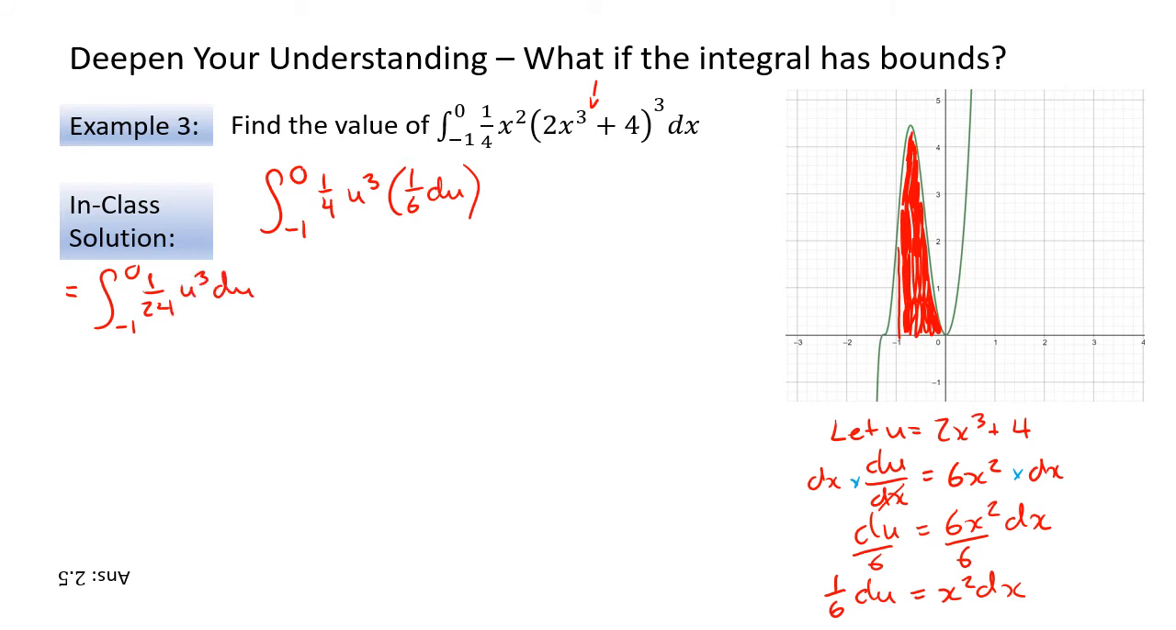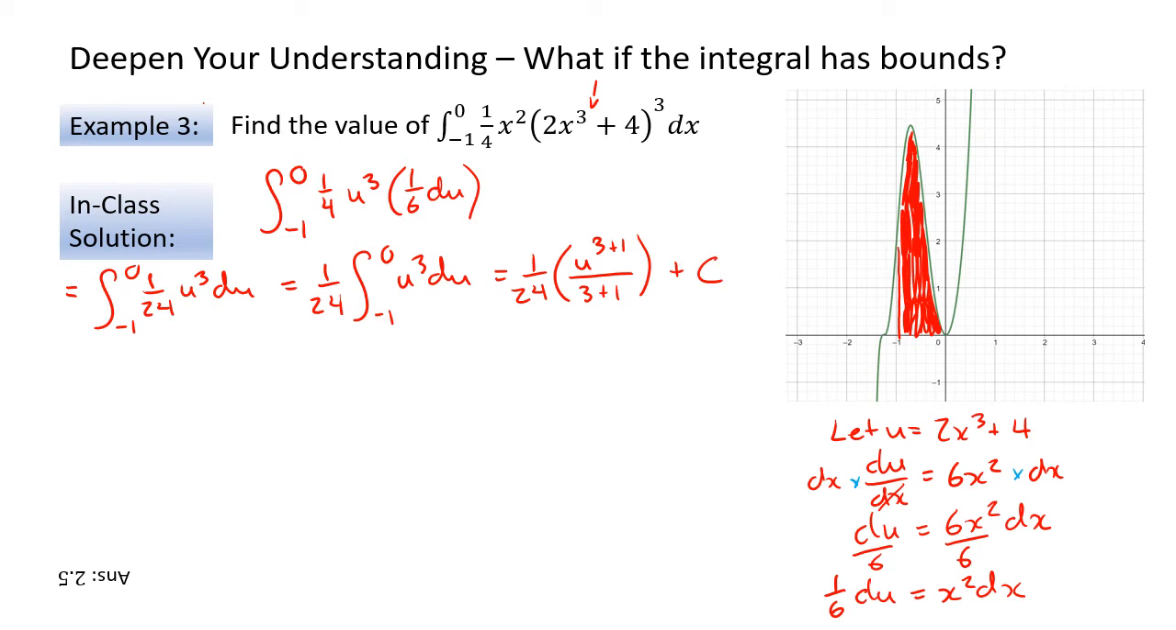So just like I've done in the past, I always like to remove the constants and put them outside of the integral. So this becomes 1 over 24 times the integral from -1 to 0 of u cubed du. So now using the power rule, okay, this is the same as 1 over 24 times u to the 3 plus 1 divided by that same exponent, 3 plus 1, okay, plus a constant.